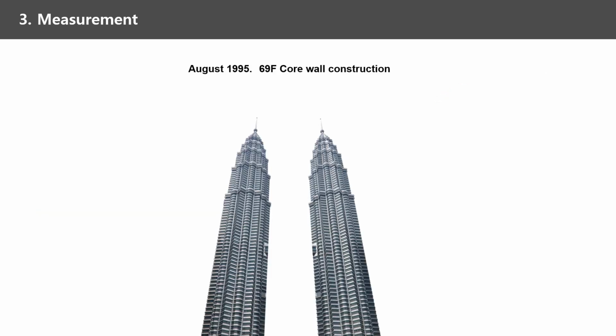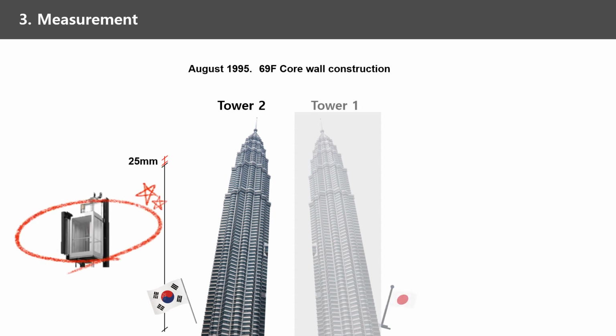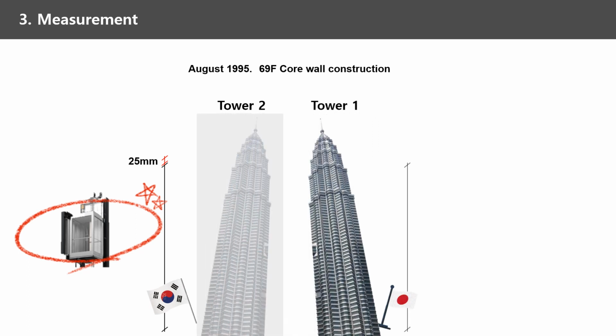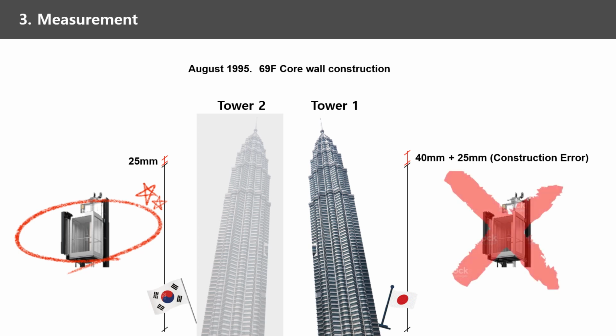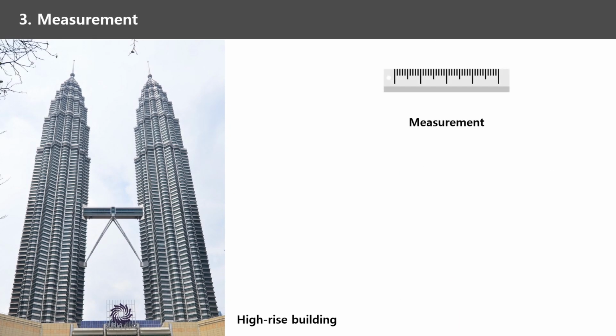In August 1995, during 69th floor core wall construction, there was only a 25 millimeter error in Tower 2 built by Korea, while Tower 1 built by Japan had 40 millimeters more error. Considering the construction error, Tower 1 had risk in running the elevator system, so they had to stop construction for 2 weeks. So, measurement and compensation in a high-rise building is important.